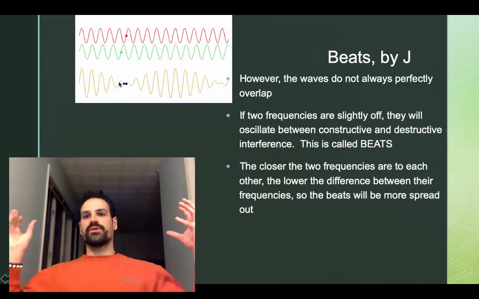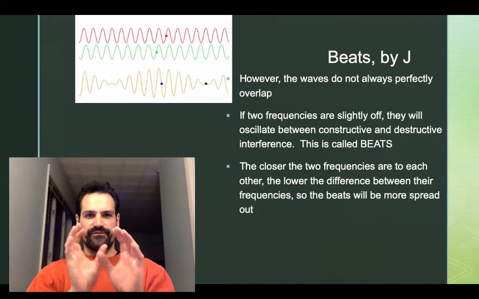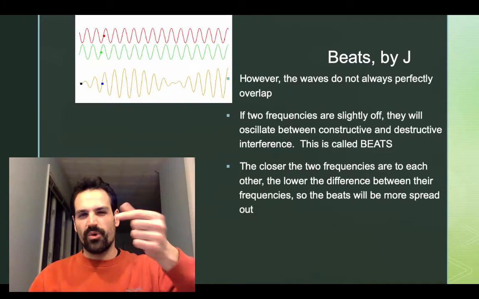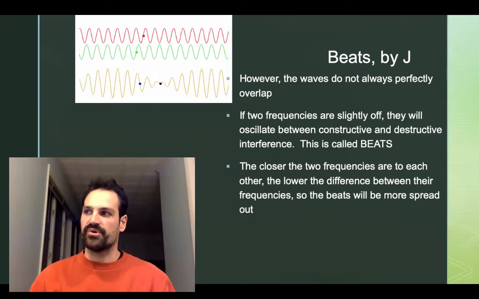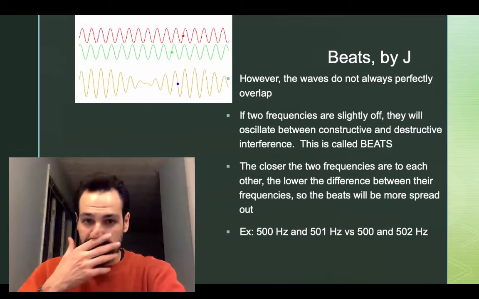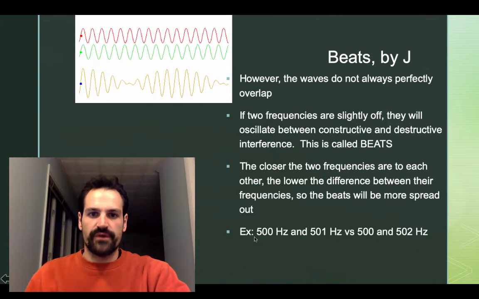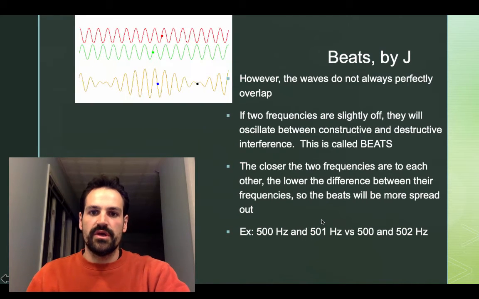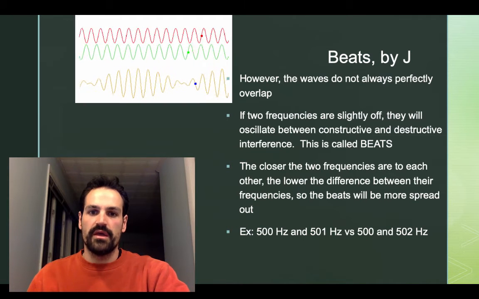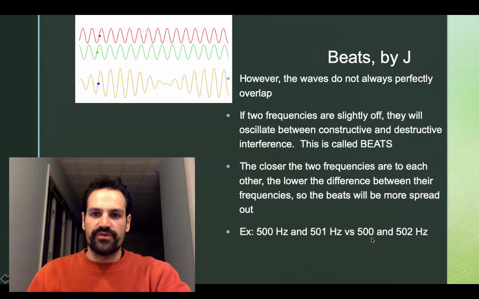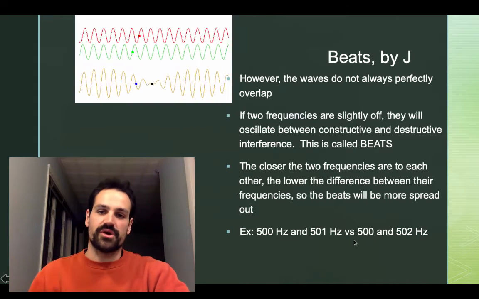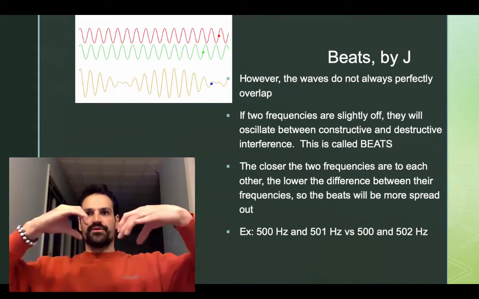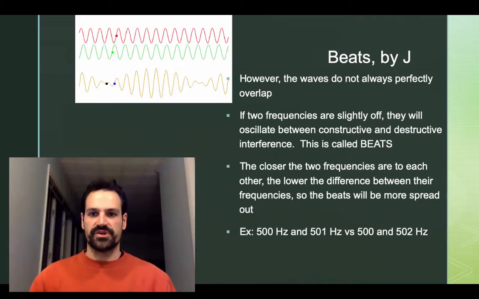So the closer these frequencies are, the longer it'll take between beats. If you're just 1 hertz off of the other person, it's going to have a slow frequency. So 500 hertz and 501 hertz will go. But as you get further away from each other, let's say one person has their guitar string at 500 hertz and the other person has 502 hertz, now it's going to get out of phase and back in phase much faster. And it's going to go.